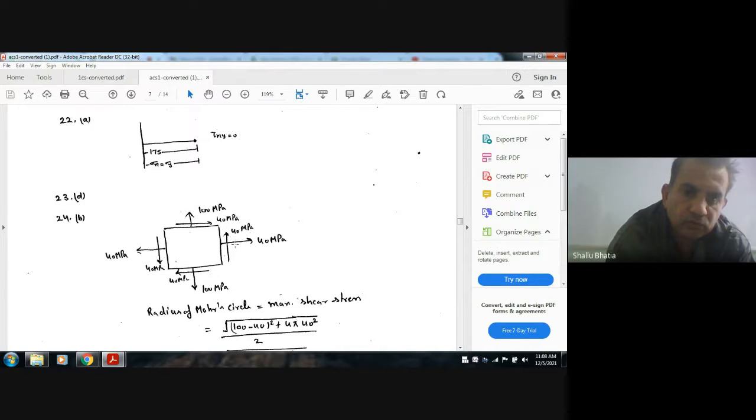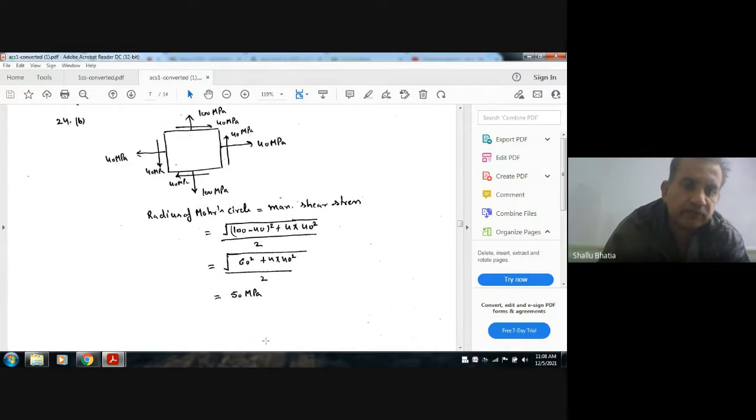So radius of the Mohr circle is nothing but the maximum shear stress. The formula for maximum shear stress is the square root of (sigma x minus sigma y) square plus 4 tau xy square, divided by 2. So this is the radius of the Mohr circle: 50 MPa.